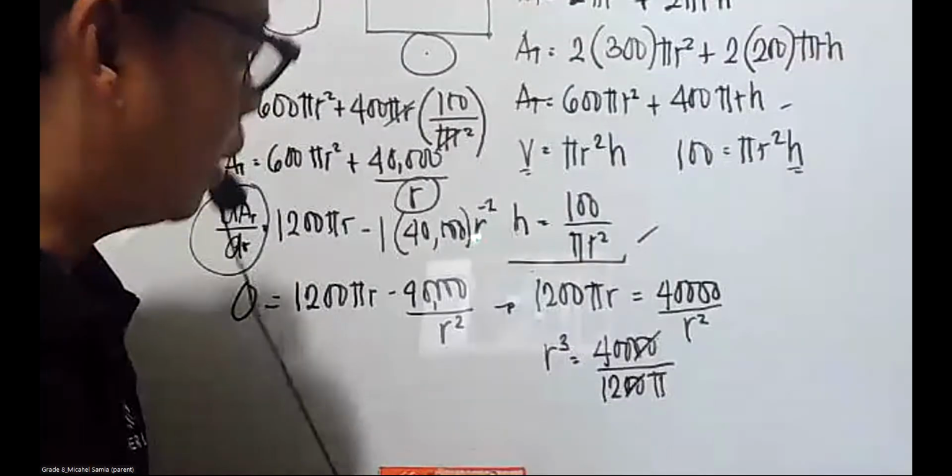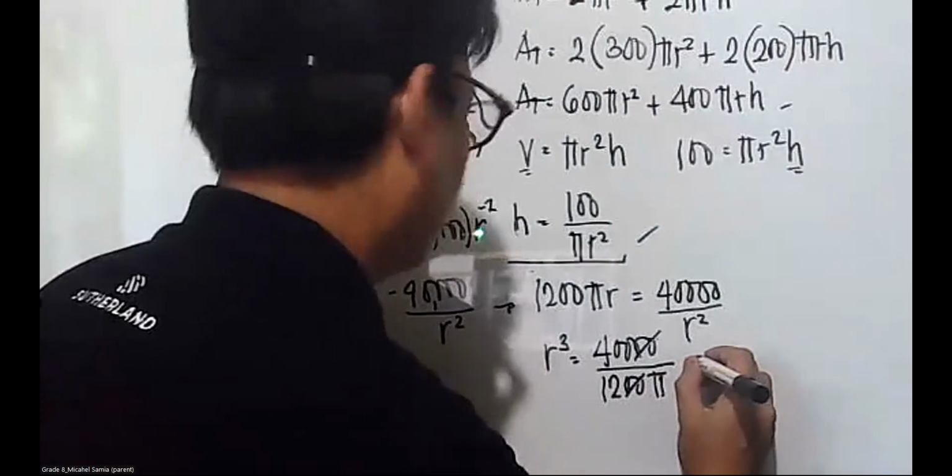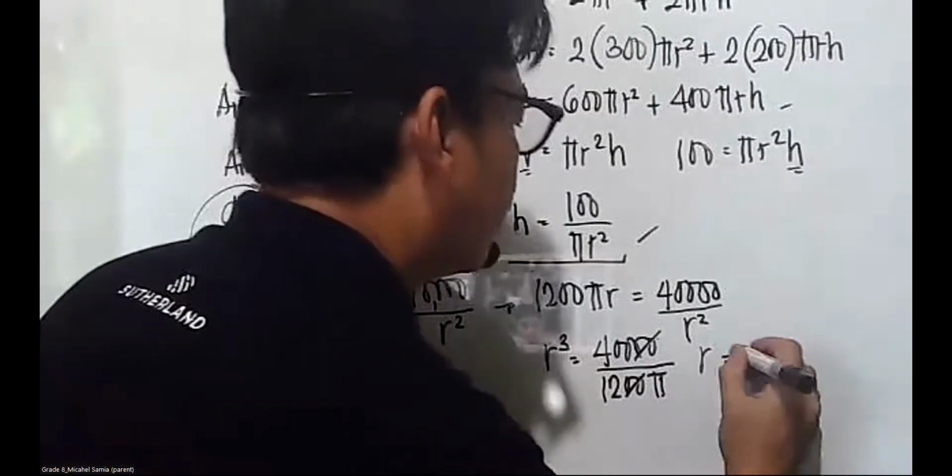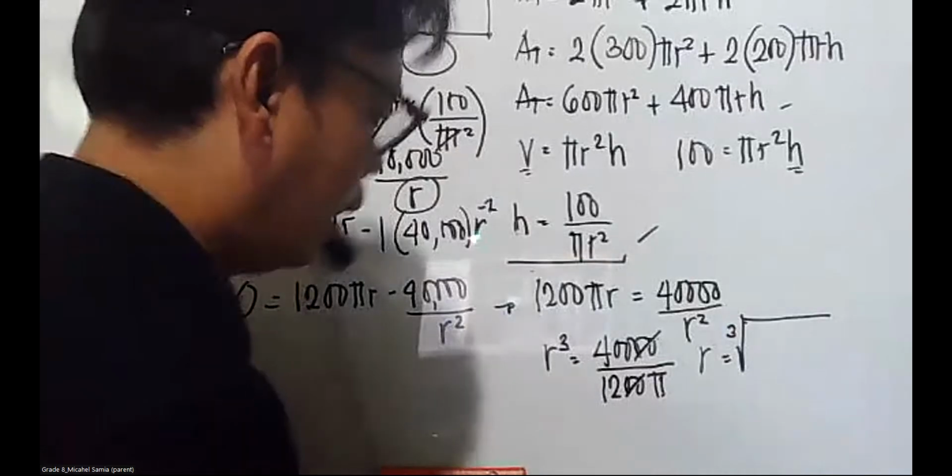Cancel, this is equal to 400 over... I think I'll use a calculator now. 40,000 divided by 1,200 pi. It is r cubed. I'll just transfer it to a radical. So the cube root of 10.61 and so on.